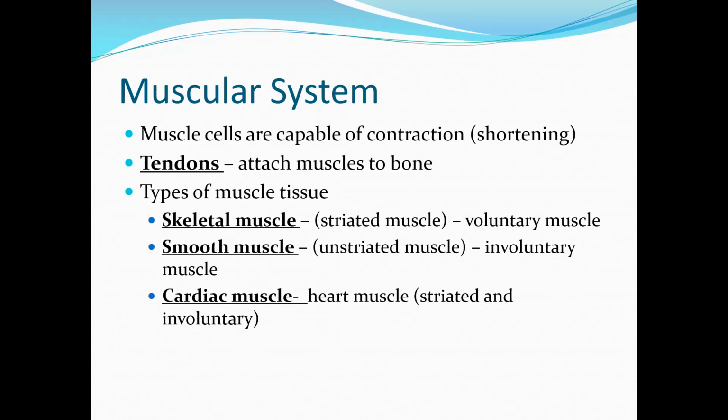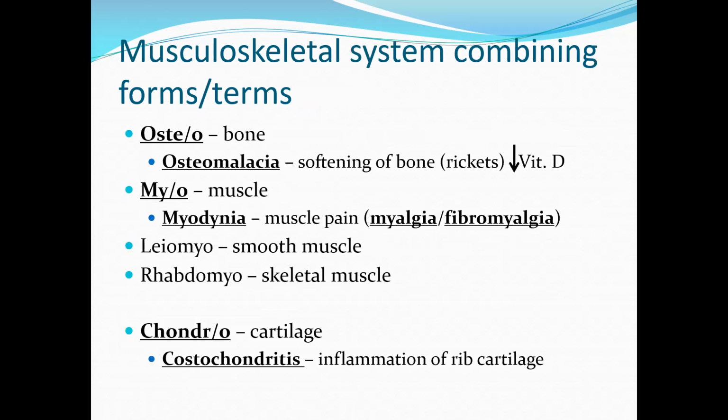We have three types of muscle tissue. Skeletal muscle, which is striated. You can see the stripes in it, right? It's under voluntary control, which means I can decide to move it. Smooth muscle, which is under involuntary control, regulated by the autonomic nervous system. And cardiac muscle, which is striated and under involuntary control.